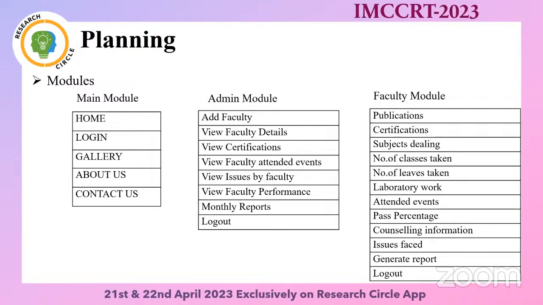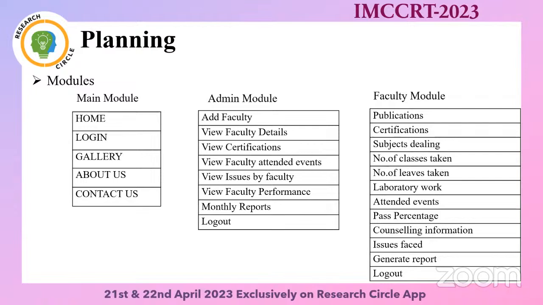Dealing, how many hours taken, all of these need to be entered, number of leaves taken in the month, the faculty laboratory work, if he has been assigned any work, they will give a brief description, attendance, events, pass percentage, issues specific in the class, otherwise the logout functionality, counseling information. This is the counseling information about the students, and finally, generate report. If you fill in all of these, it will generate the report. Otherwise, a default format will be reported.